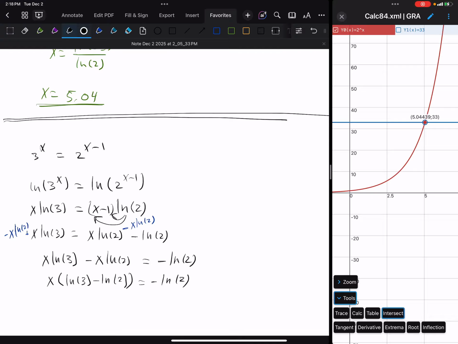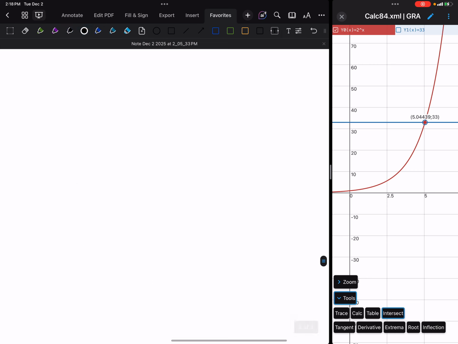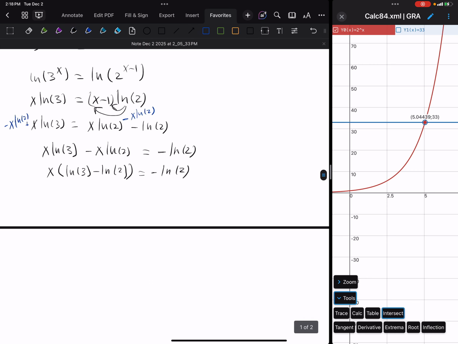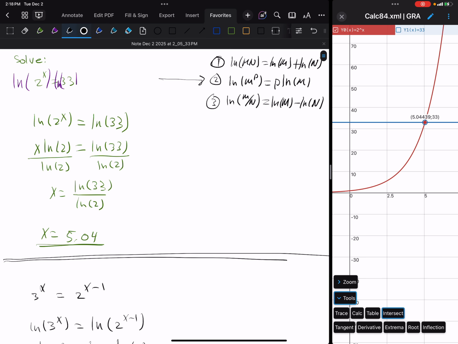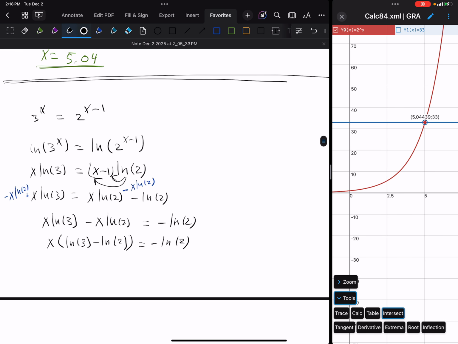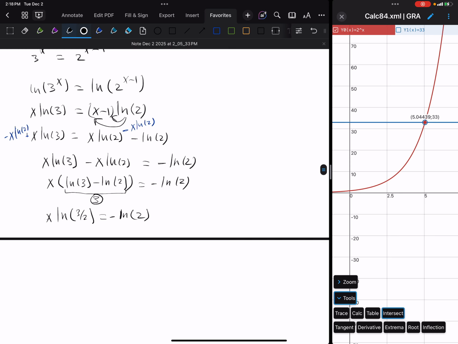A few things we can do here. I'm going to rewrite this one more time before I do my division. I'm going to use property 3, because this is a natural log minus another natural log, same base. And so I'm going to rewrite this as x ln of 3 halves equals negative ln of 2. Now, it's a little cleaner that way.